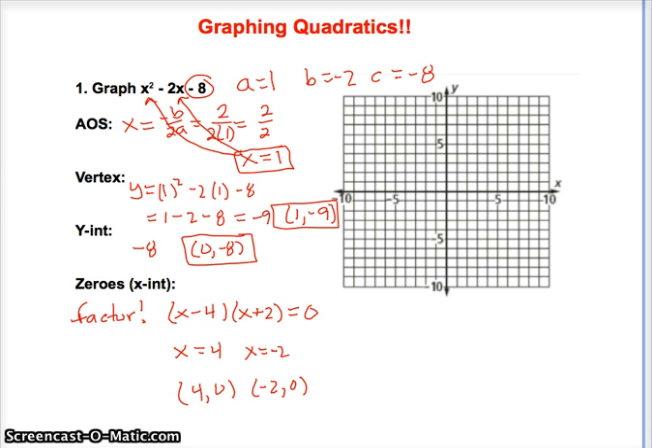Now, let's put this all together. I first want to plot my vertex. I go over 1, down negative 9. Now, I can plot my y-intercept, 0, negative 8. Followed by my zeros. I go over 4, up 0, and over negative 2, up 0.